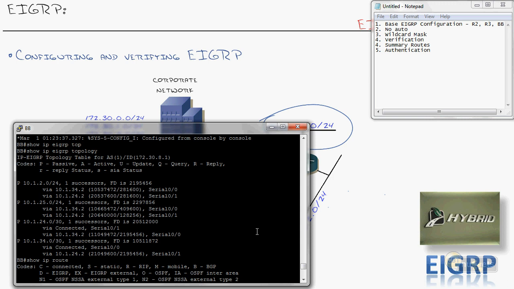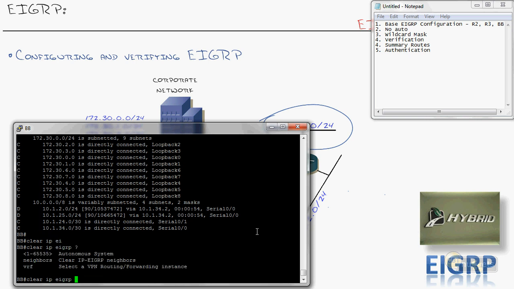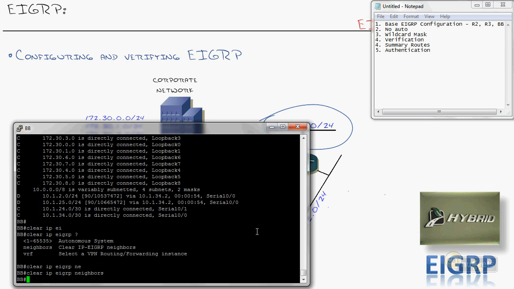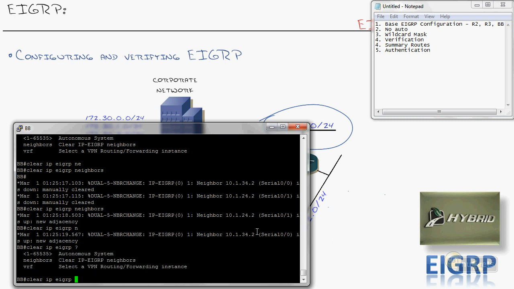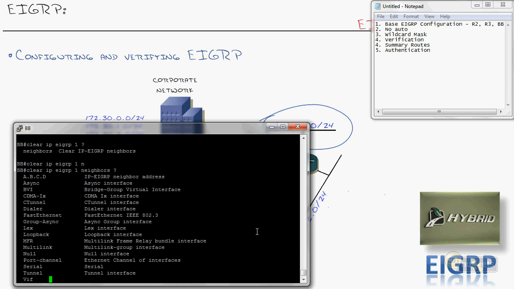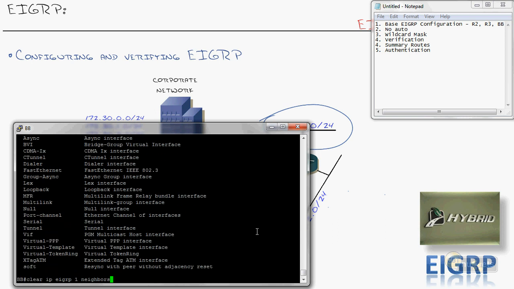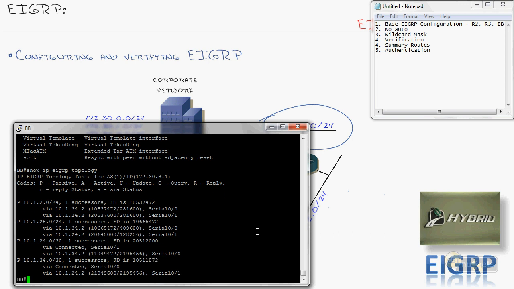Now, usually when you do bandwidth statements, you'll do a clear IP EIGRP neighbors and just do a quick reset, relearn it, or you can even completely reset. Same command. I was saying the autonomous system, so we can choose which link to reset and all that. But that's when it's all said and done.